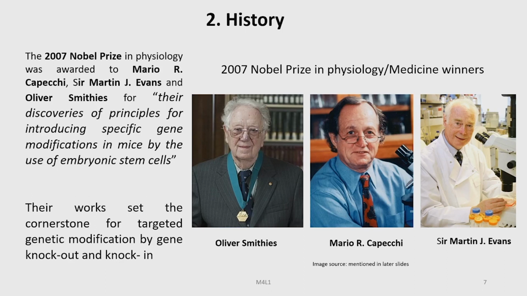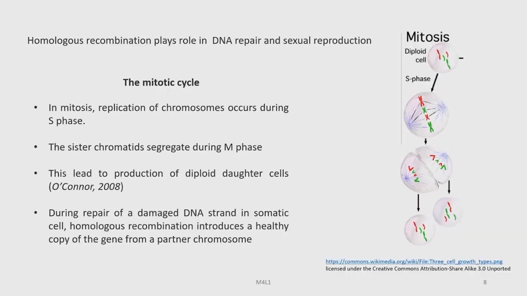In 2007, the Nobel Prize in Physiology or Medicine was awarded to Mario Capecchi, Martin J. Evans and Oliver Smithies for their discovery of principles for introducing specific gene modification in mice by the use of embryonic stem cells. They were recognized for their work which set the cornerstone for targeted genetic modification by gene knockout and gene knock-in. In this entire process, homologous recombination plays a role in DNA repair and sexual reproduction.